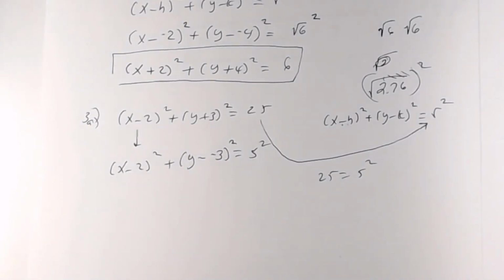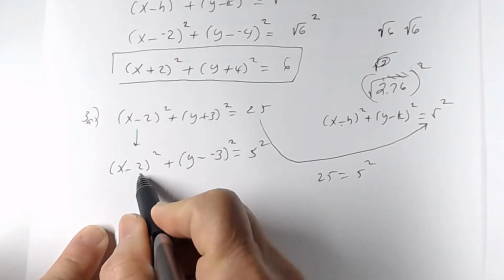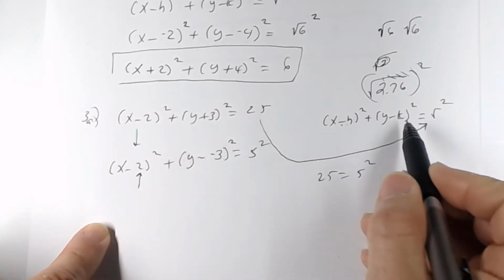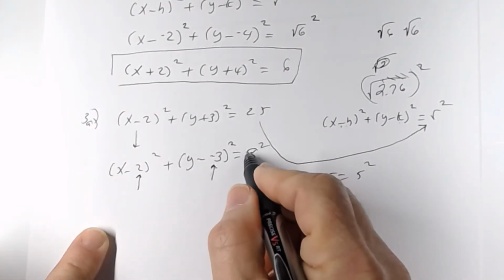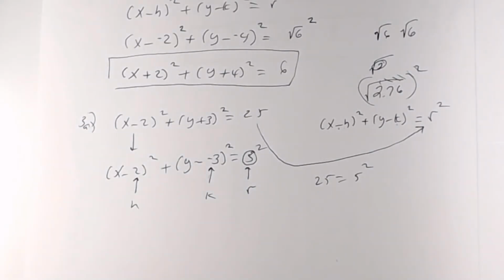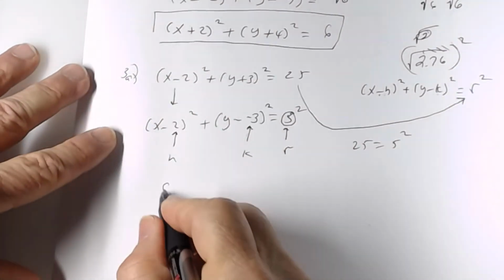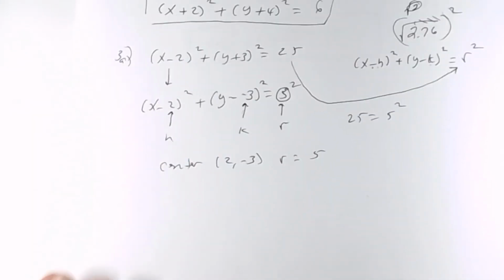Y'all agree? All right. So now, look at your formula. X minus h. What's h in this case? 2. Y minus k. What's k in this case? -3. And what's r? 5. So that's h, that's k, and that's r. All right. So when you're given the equation of a circle and you will find the center, you really need to think about it like this: x minus h, y minus k, and then r squared. So what's the center? 2, -3. And what's the radius? 5. So that's your answer.